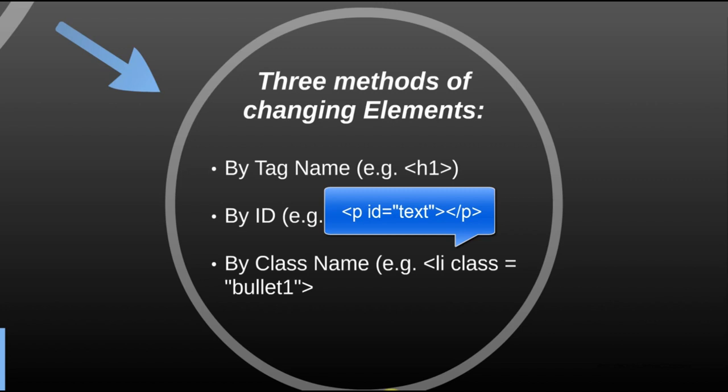Thirdly, and similar to the ID method, we can also refer to an element by assigning it a class. For example, if we wanted to modify a specific list element, we could attach the class bullet1, and we could change it using JavaScript as well. In the next lesson, we'll take a look at a few examples of how we can change elements inside the document object model.